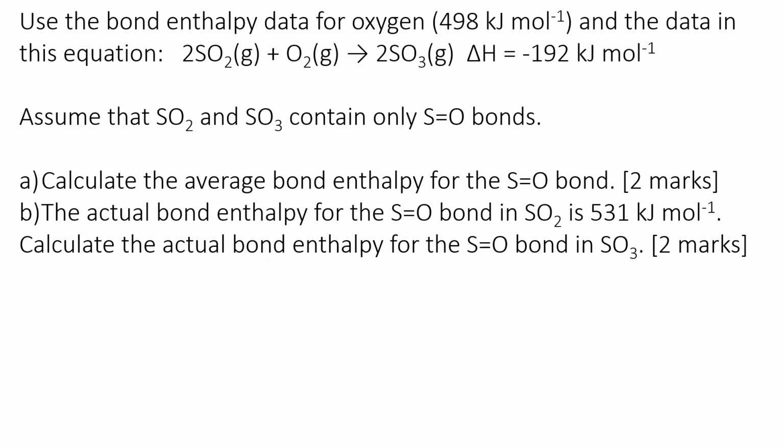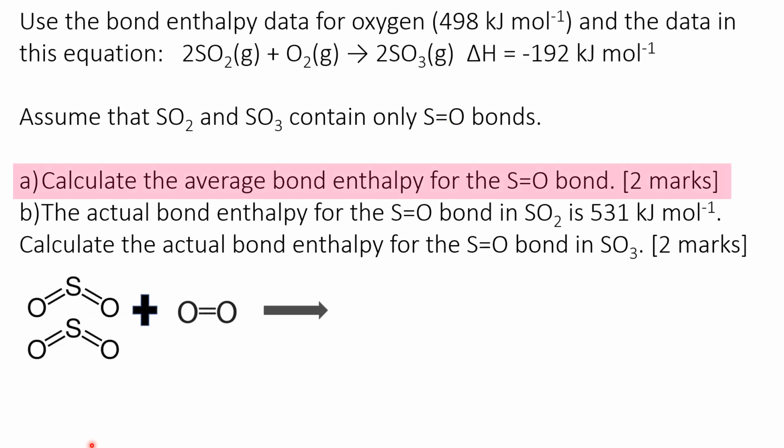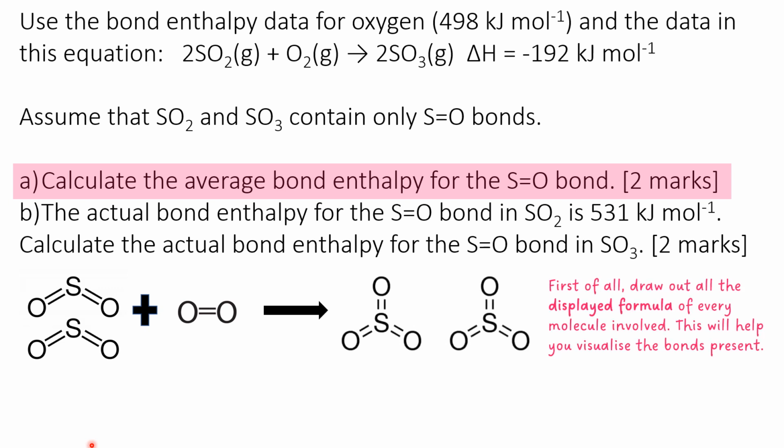Usually a bond enthalpy calculation will ask you to use bond enthalpy data to work out the value of delta H. In this case, you're given the value of delta H up here. So they want you to work out the actual bond enthalpy, the average bond enthalpy for the S double bond O bond. You assume that sulfur dioxide and sulfur trioxide contain only S double bond O bonds. So this allows us to visualize what's actually happening by writing out the displayed formulae of our reactants and our products.